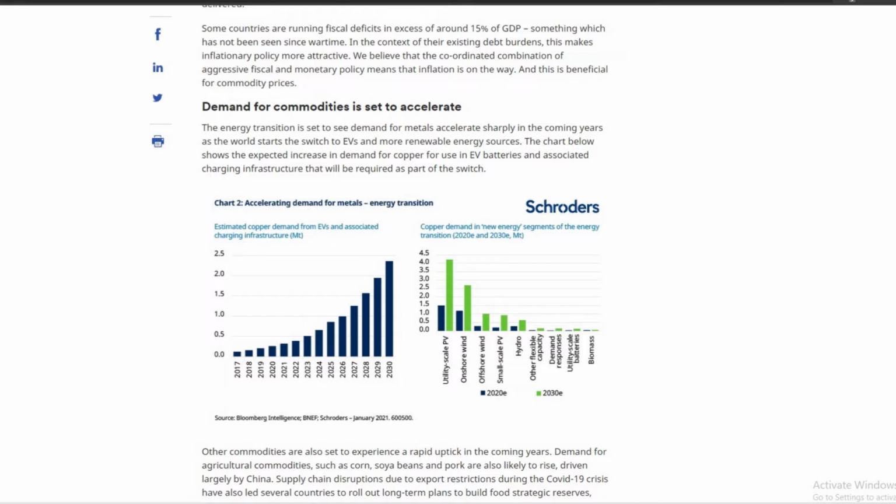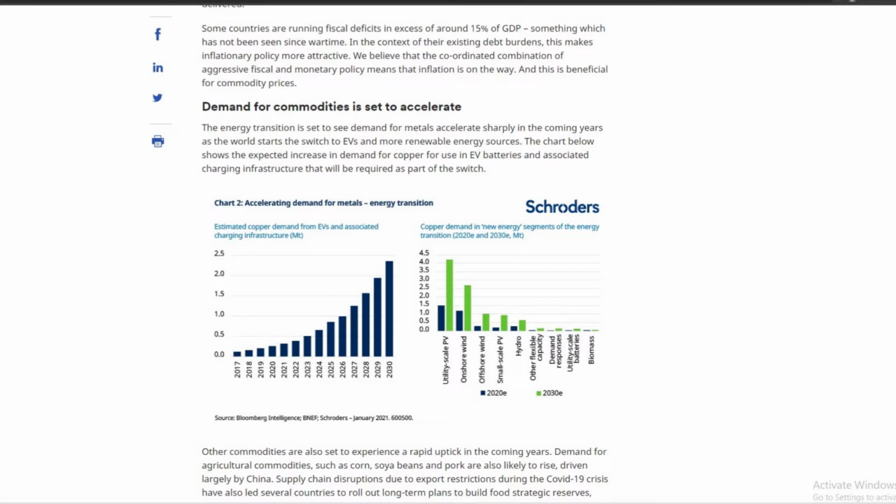As you can see in the graph before you, the graph on the left side shows the demand of copper, specifically for electric vehicles. In 2023, you can see the demand is considerably lower, but by the year 2030, it will be maybe 4 or 5 times higher than what it is right now. And on the right side, you can see the demand of copper in other renewable sectors. The blue bar shows you the demand of 2020, and the green bar shows you the demand which could possibly be touched in the 2030s.